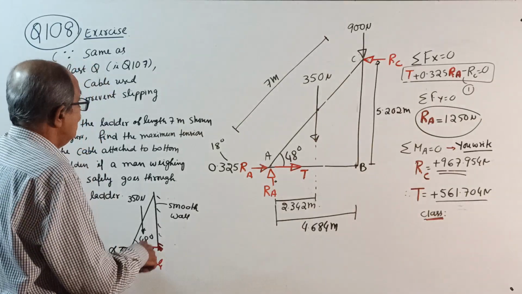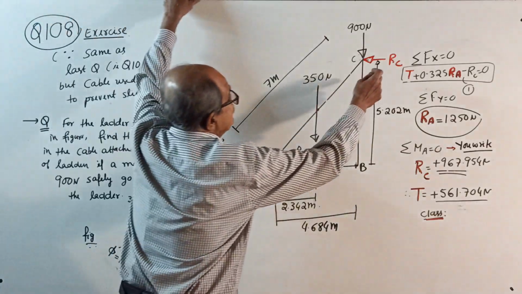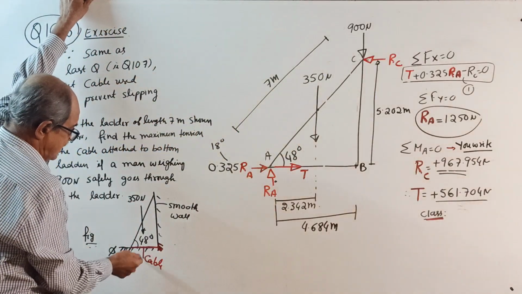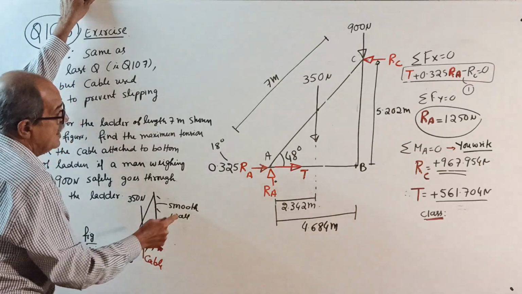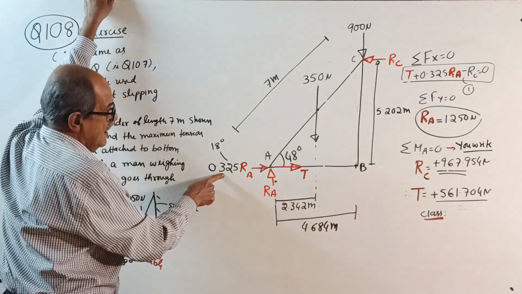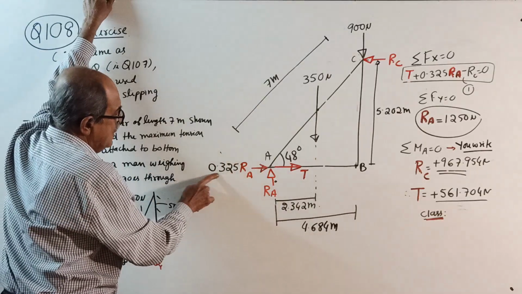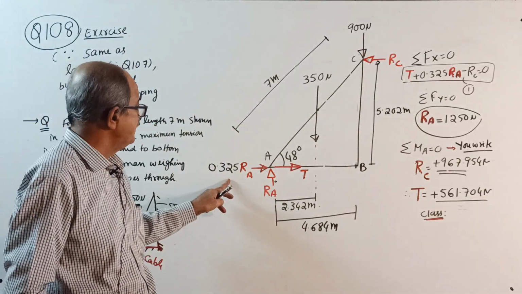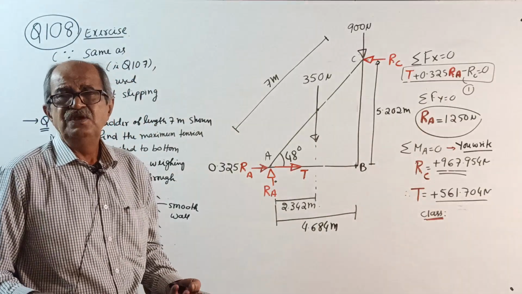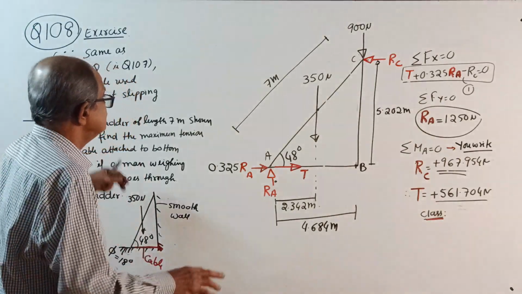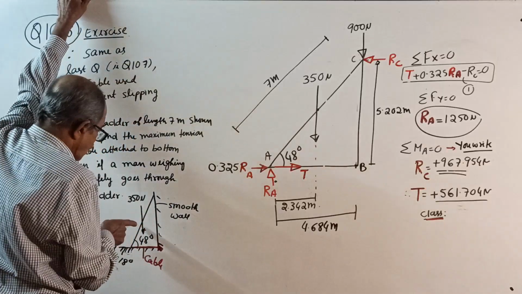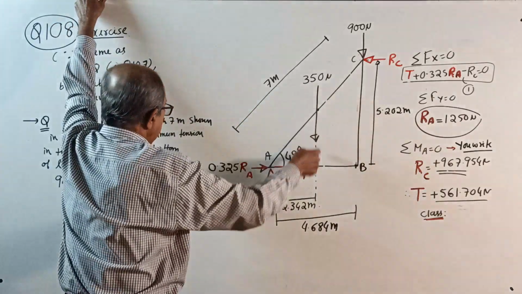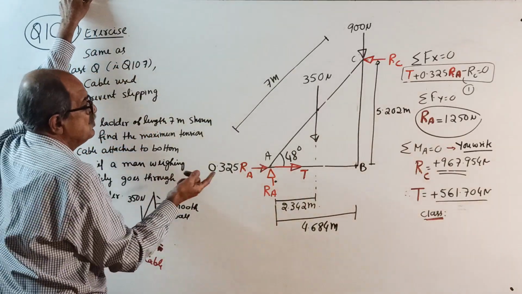This is a smooth wall, so what happens? Only RC. Here RE, I'll take ABC, RA and mu RA. Somebody may ask how you got 0.325. If somebody asks how you got 0.325, I can tell you are not studying anything. The 350 they told is the weight of the ladder, understood. Or if you want, I have given it in words in so many questions.